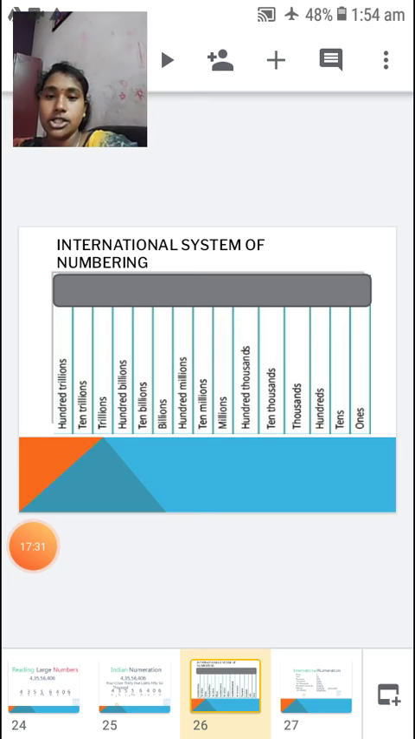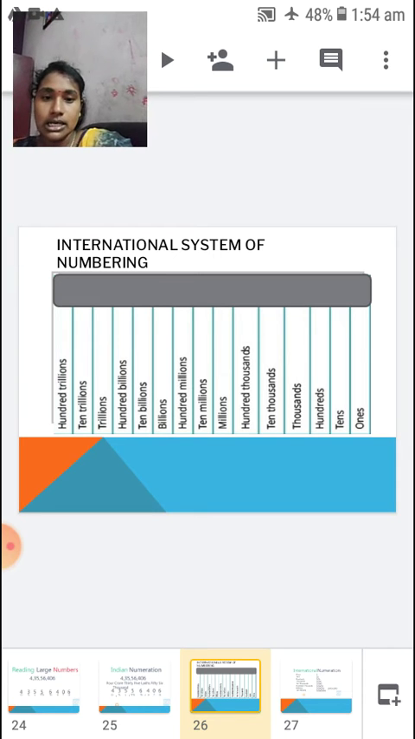So this is the international system of numbering. Here we have ones, tens, hundreds, thousand, 10,000, and we don't have lakhs here; instead we have 100,000, followed by million, 10 million, 100 million and billion, 10 billion, 100 billion, and next we have trillions, 10 trillions and 100 trillions.